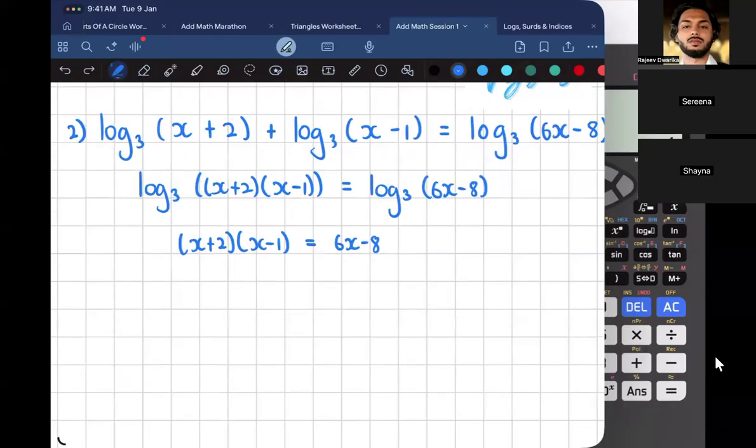x squared plus 2x. Oh, sorry, minus 2 is a negative, right? So x by x minus 1, right? And 2 by x, minus 1. Then x squared plus x, plus minus 2x, minus x.